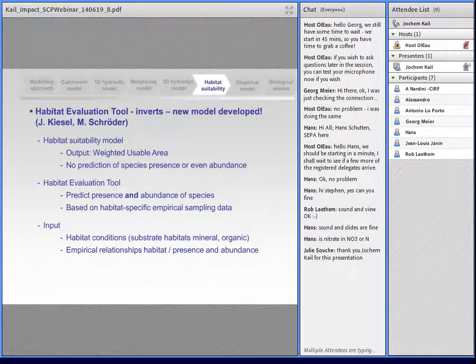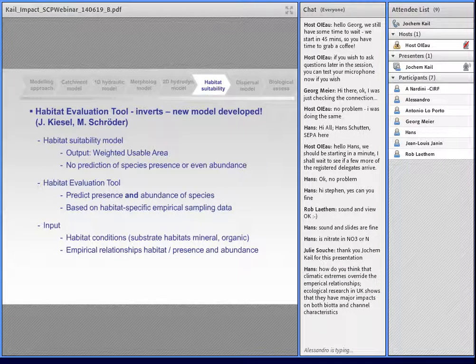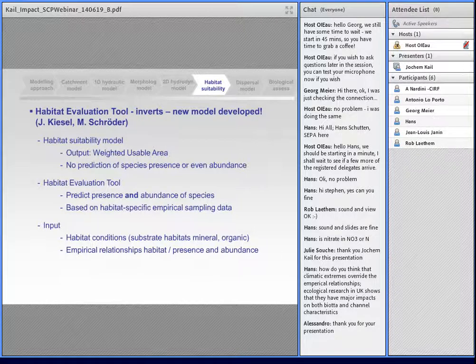This is based on larger data sets. So at least in Germany, and I know that we have the same situation in other countries, we now have an increasing number of monitoring sites where we have monitoring data and also information on, for example, substrates. And we use these data to establish these empirical relationships.